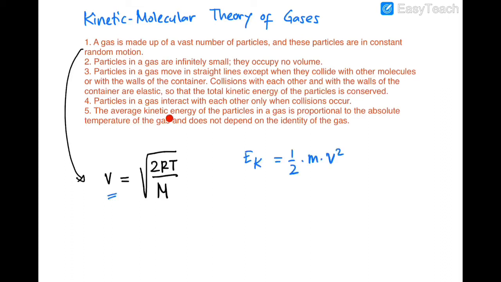The average kinetic energy of the particles in a gas is proportional to the temperature and does not depend on the identity of the gas. The higher the temperature is, the faster the speed of the gas, and also the lighter the mass of the gas is, the faster the speed is.